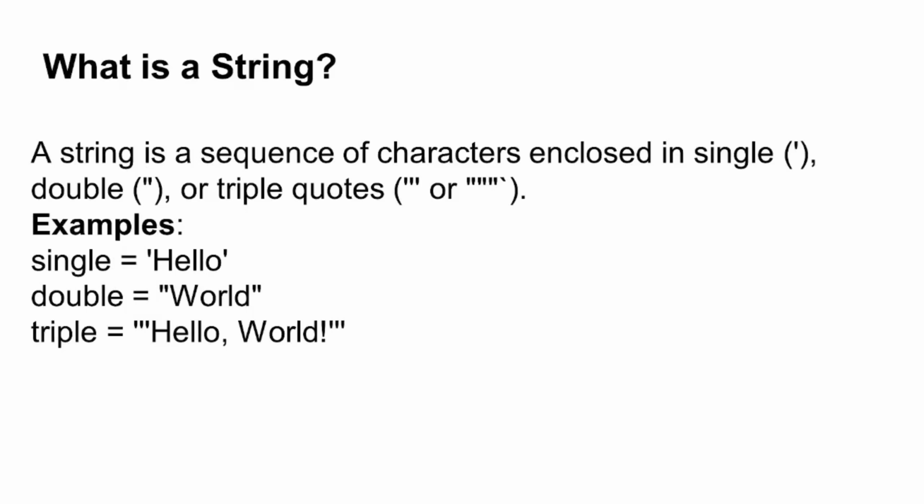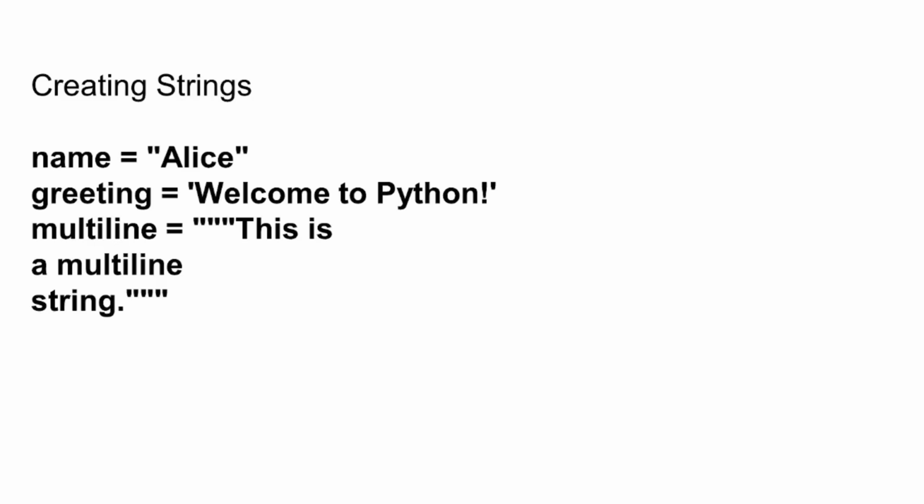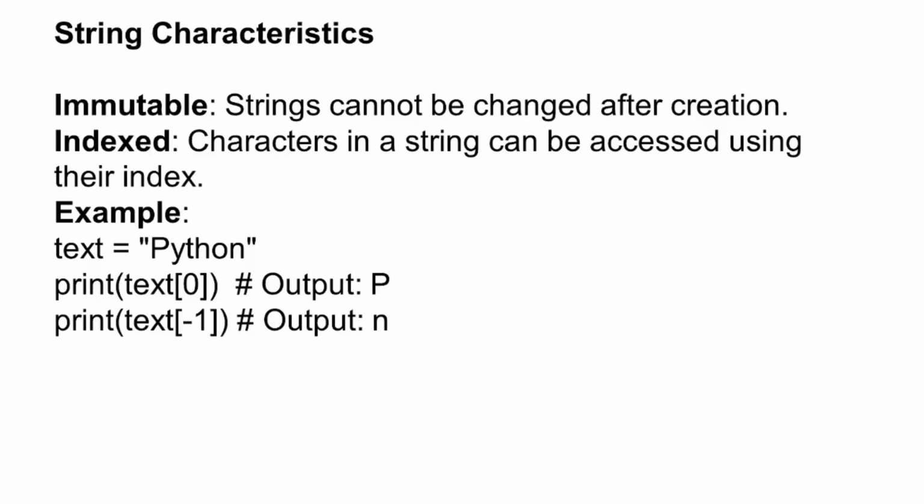A string is a sequence of characters enclosed in single, double, or triple quotes as well. We are also going to learn about what a triple quote string is, also called a doc string. Examples for the single, for the double, for the triple. Creating string: name = Alice, greeting = welcome to Python, multiple line = this is a multi-line string, and so on.